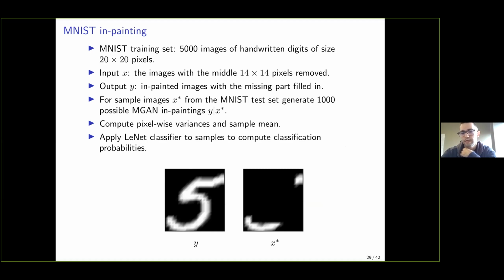Your X would be the image with the middle 14 by 14 pixels removed. And we train the MGAN on the whole MNIST training set, which is 5,000 images. And then we want to go back and do image inpainting. This is a case where there's no prior or anything, we just have training samples, right? In the next slide, I'll also show you classification probabilities. For that, we used a pre-trained network.